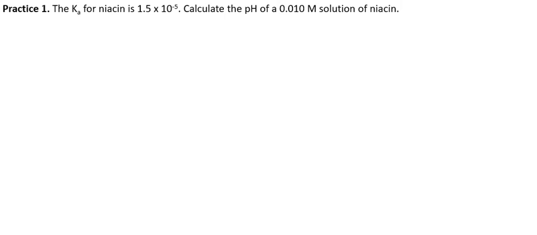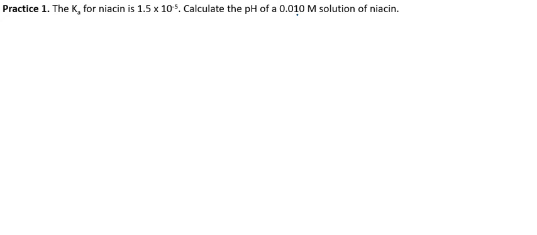This video is dedicated to solving practice problem 1 in the Unit 6 Lesson 4 packet, so let's get started. The Ka for NaSon is 1.5 times 10 to the negative 5. Calculate the pH of a 0.01 molar solution of NaSon.